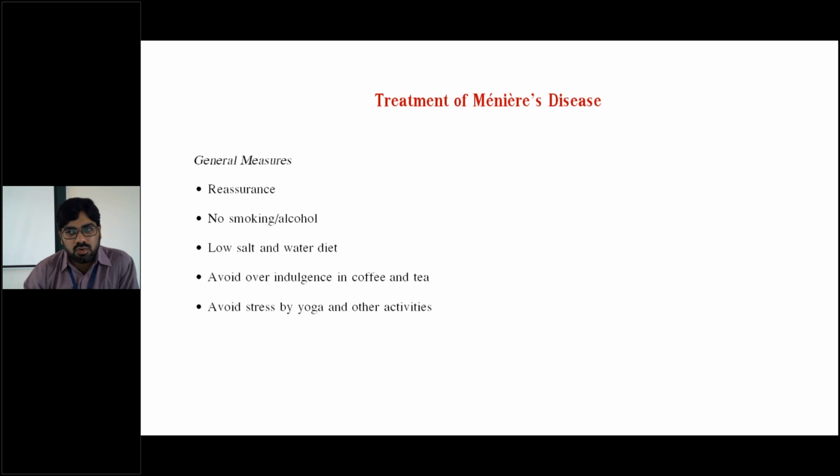So you better tell him to stop his addictions, and generally ask him to take a low salt and water diet, as most of the water is building up. Its endolymph production will decrease if you take a low salt and water diet. That acts like a diuretic agent. If you make the solution hypotonic, then the water secretion will not be more in the endolymphatic sac and duct. So a low salt and water diet will generally help if they have minor symptoms. And avoid overindulgence in coffee and tea, and avoid stress by yoga and other activities. So you need to give them reassurance, stop their addictions, take a low salt and water diet, avoid overindulgence in coffee and tea, and avoid stress by doing yoga and other activities. All these come under the general measures in the treatment of Meniere's disease.